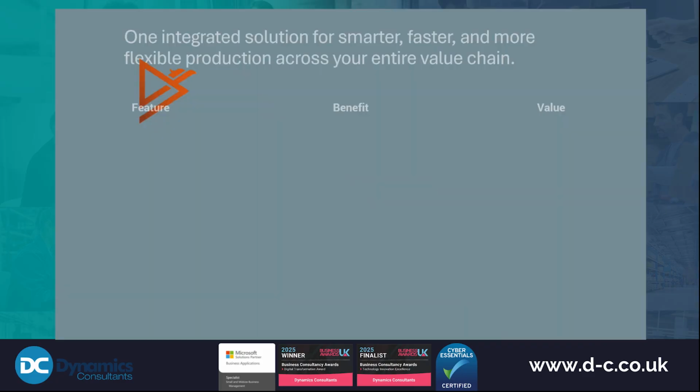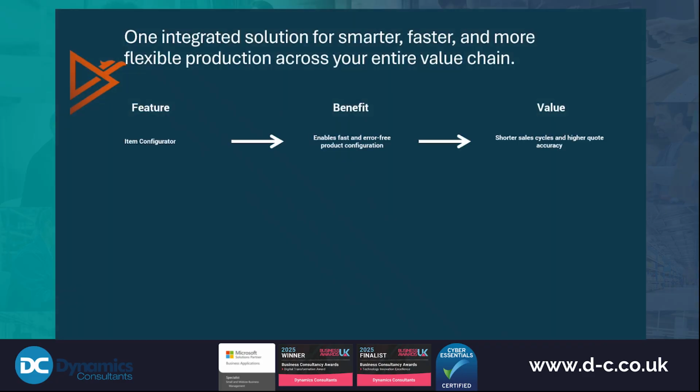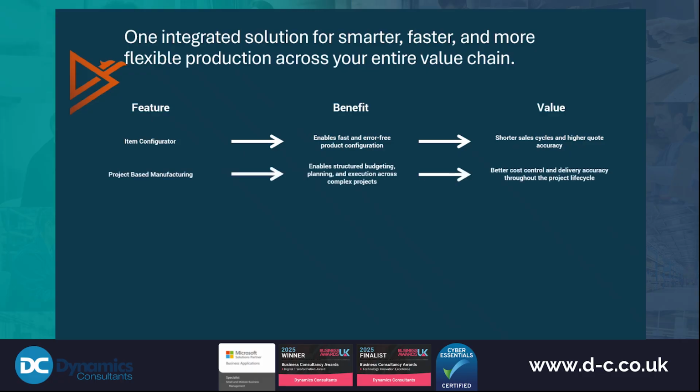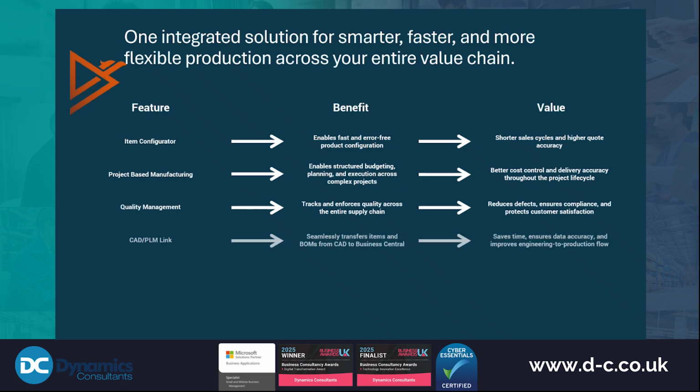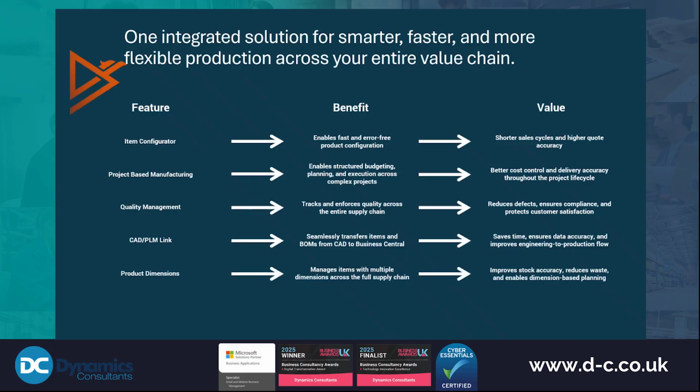But let's start with the most manufacturing-oriented one, a vertical solution called Birds Advanced Manufacturing. In that, there are different, let's say, modules, different solutions. It's a stack of solutions, actually. Item configurator, project-based manufacturing, quality management, CAD PLM link, and last but not least, the product dimensions, the one I mentioned before when I talked about the rolls and the coils.